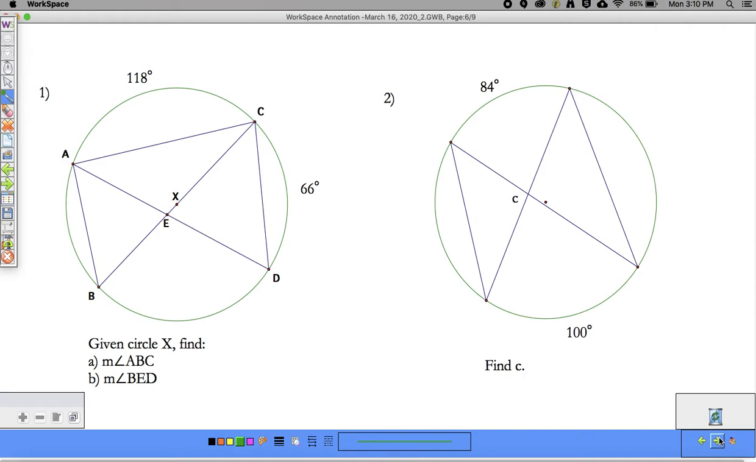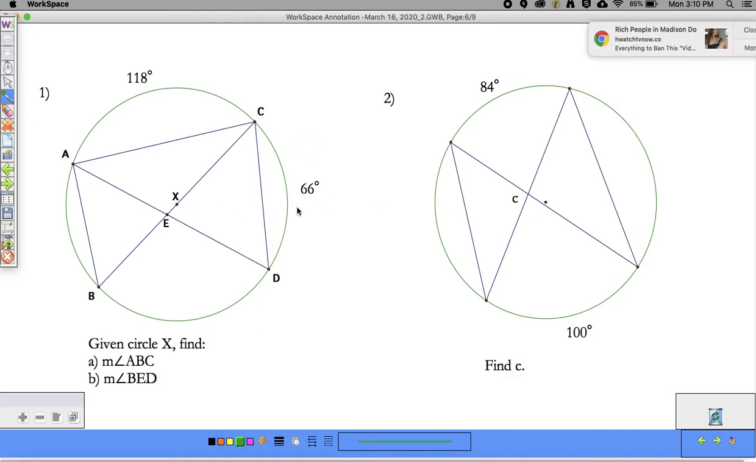Let's try another one. If you want to, hit pause and see if you can actually find the answers to these things. I think that's one of the best ways to approach stuff, by saying, hey, can I figure this out? But before you go, you'll notice over here that this says that this is circle X. So the center is right there, okay? So that means that AEC is not a central angle. It is not. So if this is 118, that is not 118 because it has to come from the center. So that's a thing to think about as you're doing this.